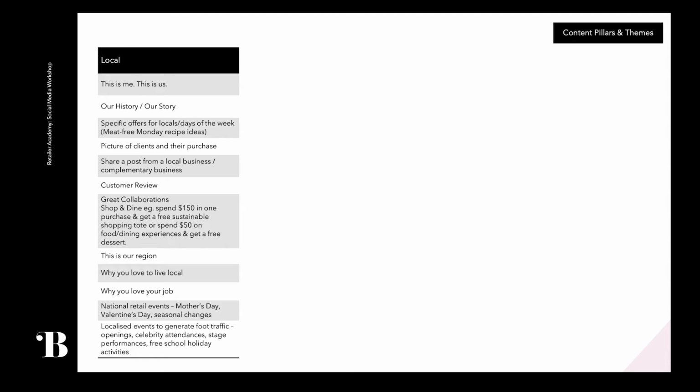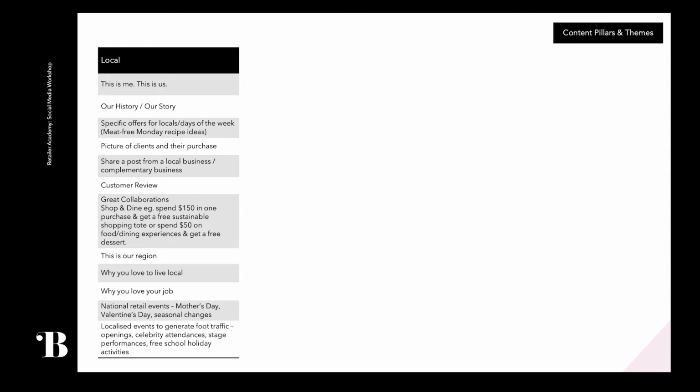You could be offering very specific specials for locals on different days of the week to create habits. So things like a meat-free Monday recipe idea is to simply get customers into the mindset that they can create these themes, and in their own household and their purchasing behavior, they will start to replicate this if they're fed the idea from businesses. So again, going through the list, pictures of different clients and their purchase and why someone may have chosen a certain product can actually inspire other people to do the same.